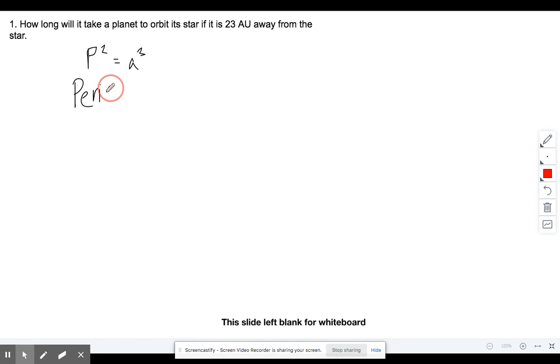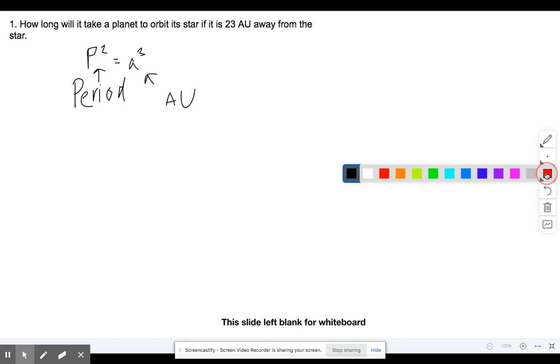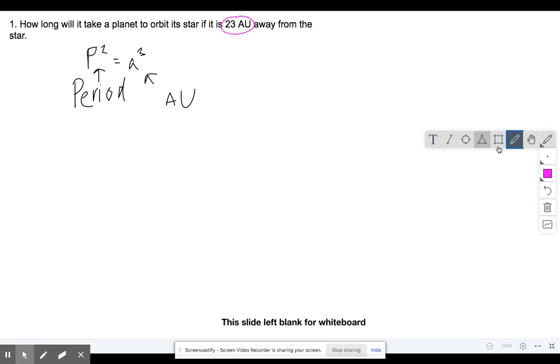If it gave you days, in the case of something like Mercury, then you'd have to change it into a part of a year. And then the a is your astronomical units, your distance. So this is your distance and your time. This is how long it takes, and this is how far away it is. And they gave us 23 AU, which is your distance. That's your AU. So we want to know how long it's going to take.